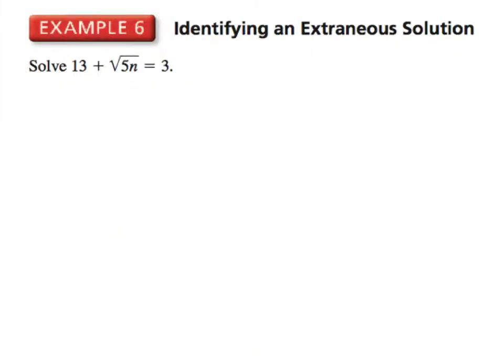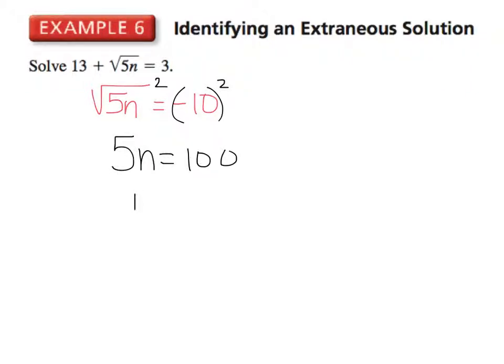Let's try another one. I want to isolate the radical. The square root of 5n equals negative 10. I now square both sides. If you don't put the negative 10 in parentheses, it will be wrong. 5n equals 100. That means n equals 20. Seems pretty easy, huh? And it is. Let's check it. Will it work?